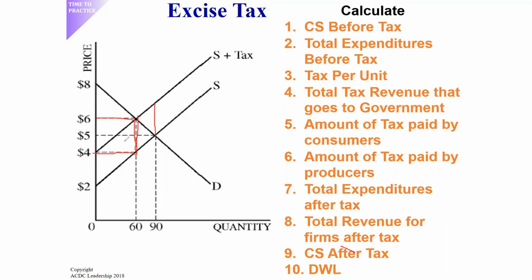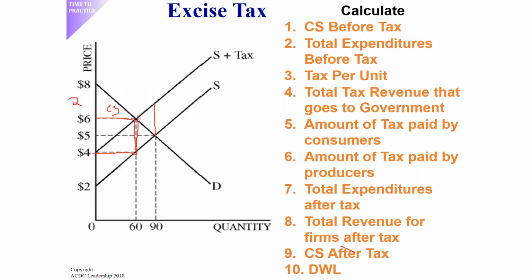Consumer surplus after tax. Well, here is now consumer surplus above the price and below demand. So the base is 8 minus 6 is 2, times, rather the height, 8 minus 6 is 2, and the base is 60. 60 times 2 is 120, divided by 2, because it's half base times height, is 60.